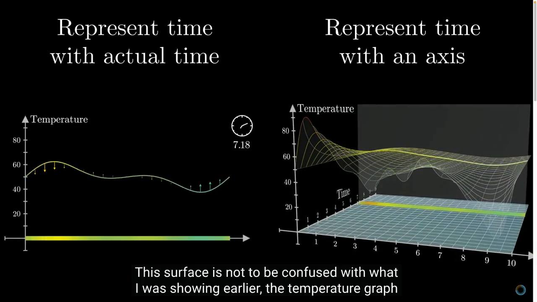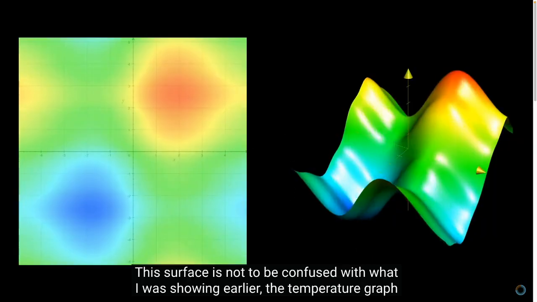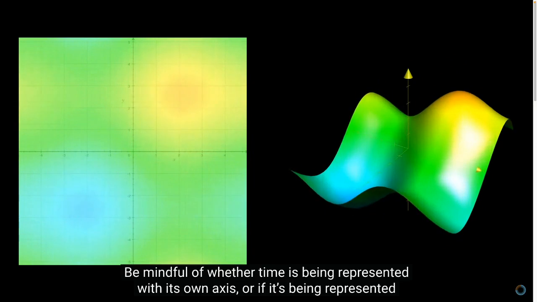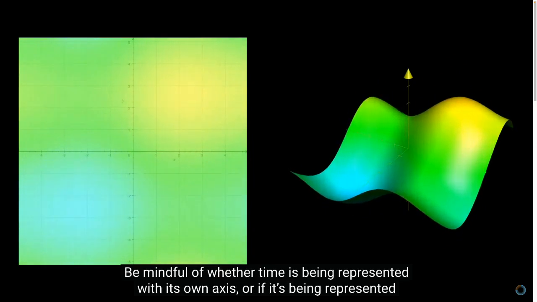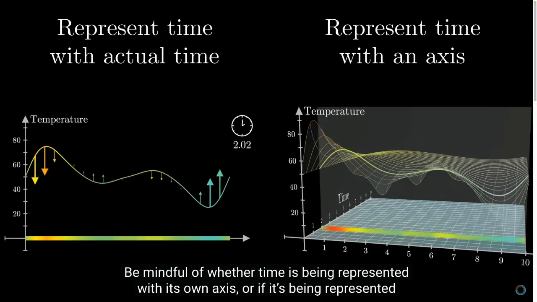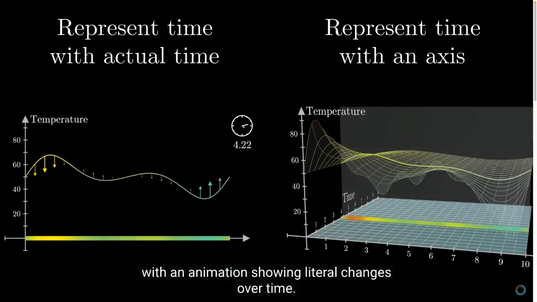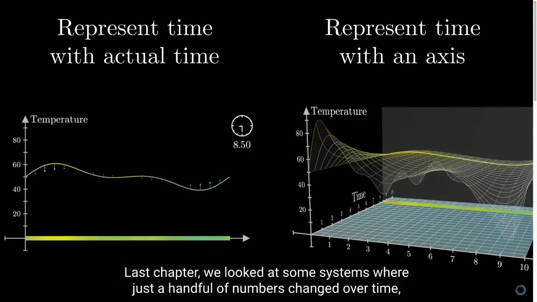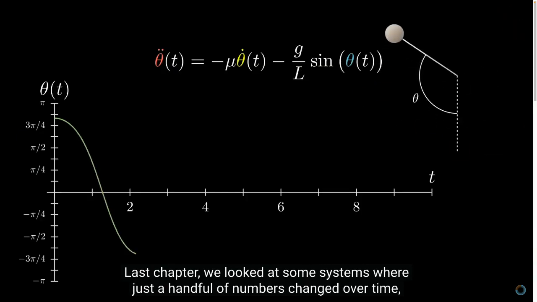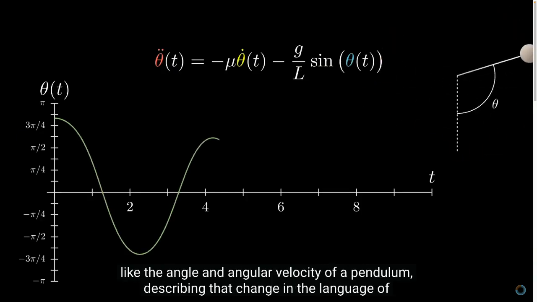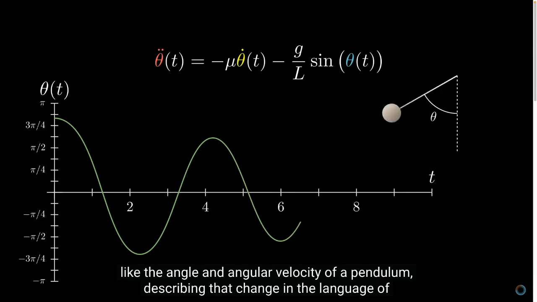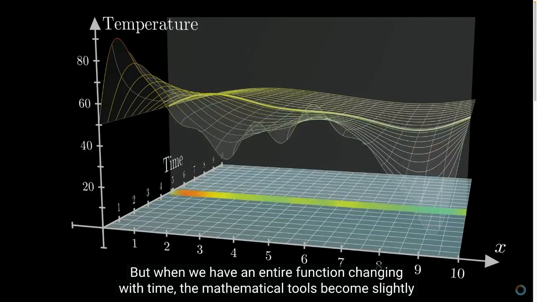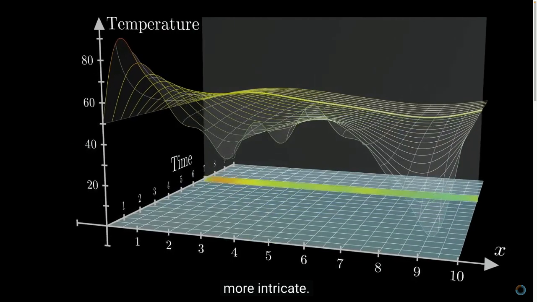This surface is not to be confused with what I was showing earlier, the temperature graph of a two-dimensional body. Be mindful, when you're studying equations like these, of whether time is being represented with its own axis, or if it's being represented with literal changes over time, say in an animation. Last chapter, we looked at some systems where just a handful of numbers changed over time, like the angle and angular velocity of a pendulum, describing that change in the language of derivatives. But when we have an entire function changing with time, the mathematical tools become slightly more intricate.